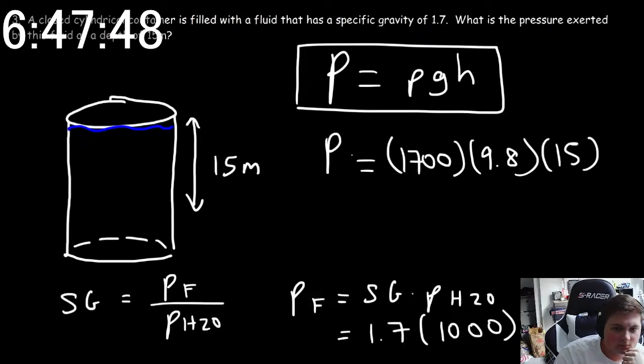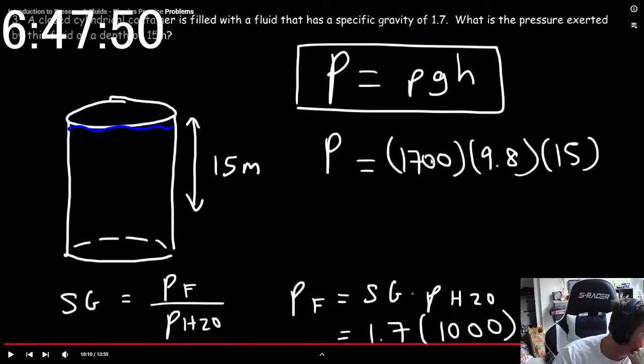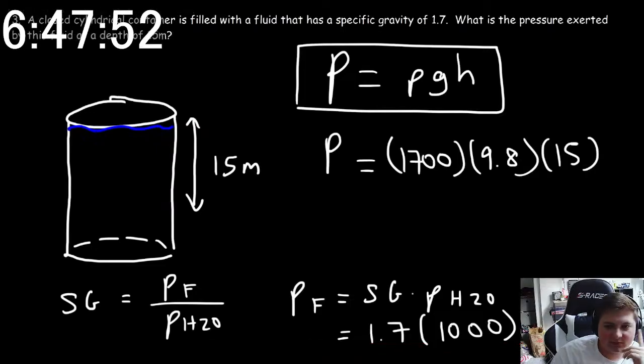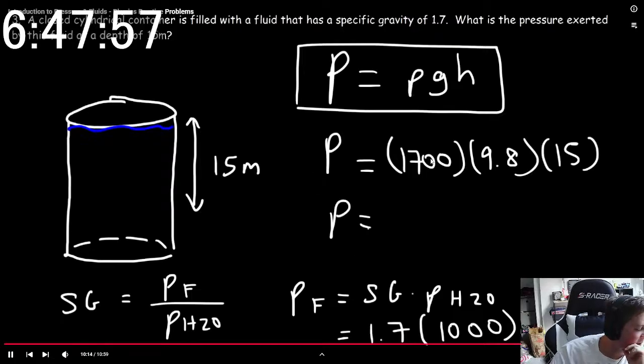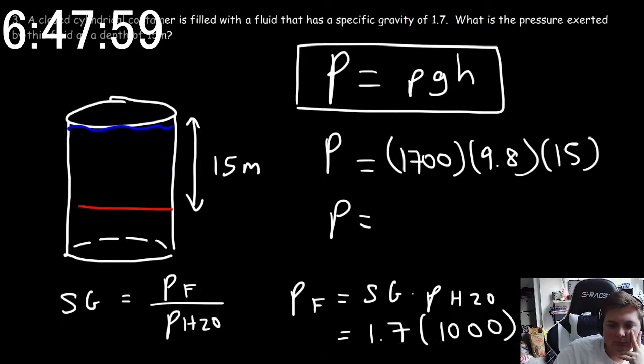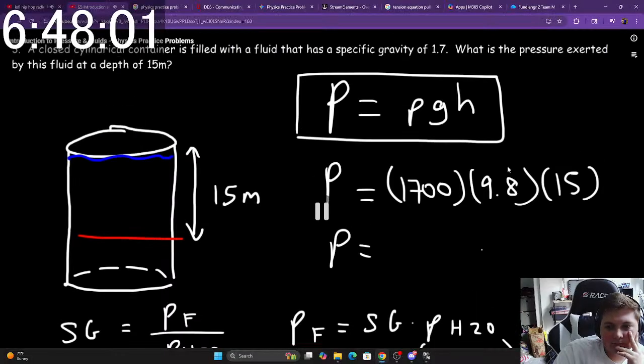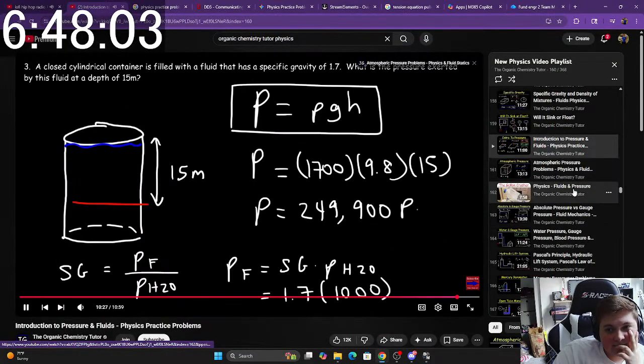So it's 1700 times 9.8 times 15. So the pressure exerted by this fluid at a point where it's 15 meters deep is 249,900 pascals.